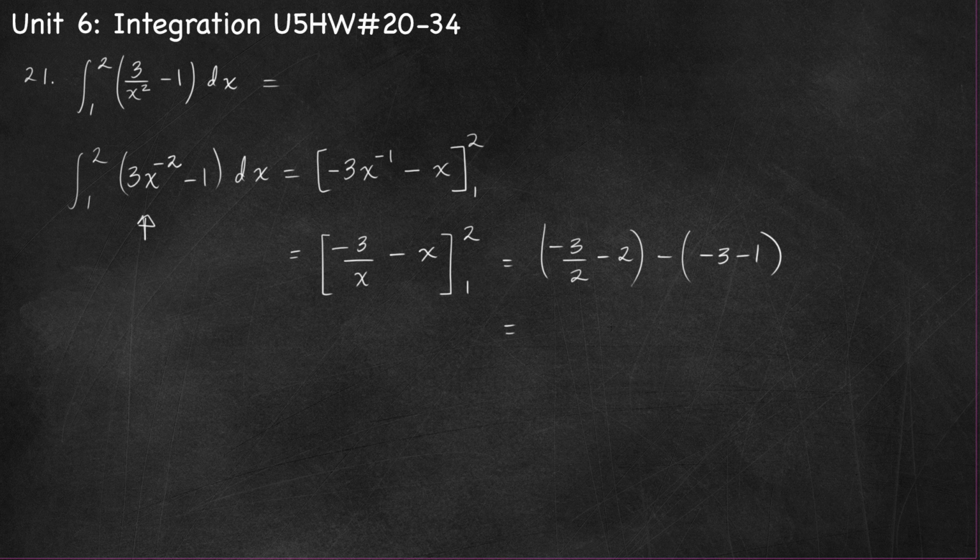So I have -3 over 2 minus 2, and if I want to get a common denominator here, I can think of 2 as 4 over 2. So I have -3 over 2 minus 4 over 2 is -7 over 2. And then here I need to distribute this negative, so I have +3 plus 1. So really I'm adding 4, which is the same as 8 over 2, which gives me a final answer of 1/2.